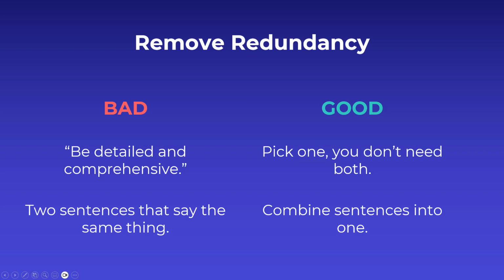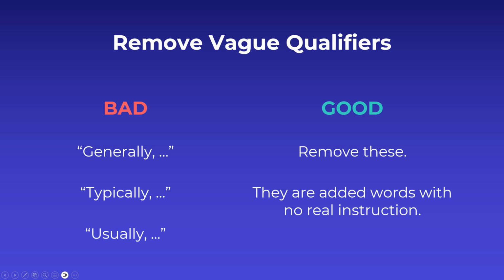Number two, redundant instructions. Be detailed and comprehensive. That's something you see in prompts a lot. Pick one. You don't need both. They mean the same thing. These are synonyms. If you've got two sentences that say the same thing, combine them into one. Number three, vague qualifiers. If you're using words like generally, typically, or usually, these add words but no real instructions. Number four, examples.